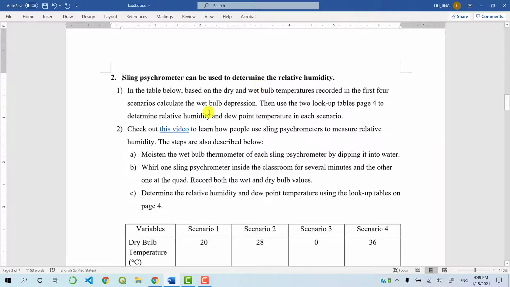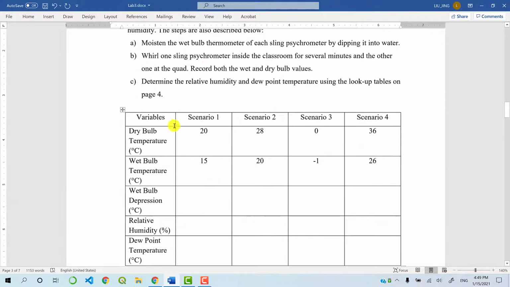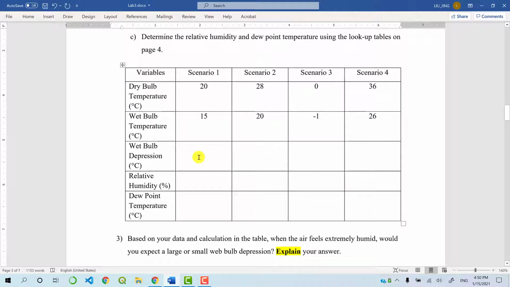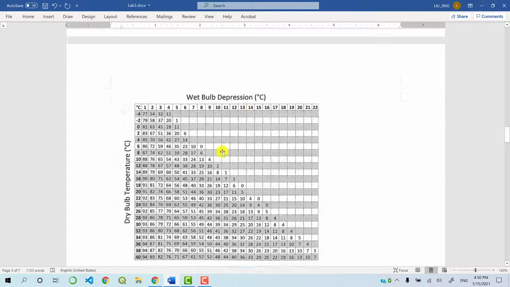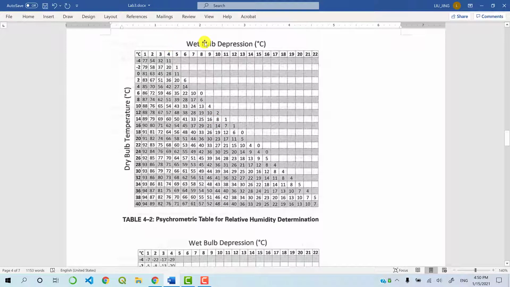Based on that video, understand how the sling psychrometer works, and based on the numbers I gave you, imagine we have this sling psychrometer. We measure the dry bulb air temperature and wet bulb air temperature in those 4 scenarios. I want you to calculate wet bulb depression, relative humidity, and dew point temperature. The tables you will need are those 2 tables. Wet bulb, this one. This one is for relative humidity.